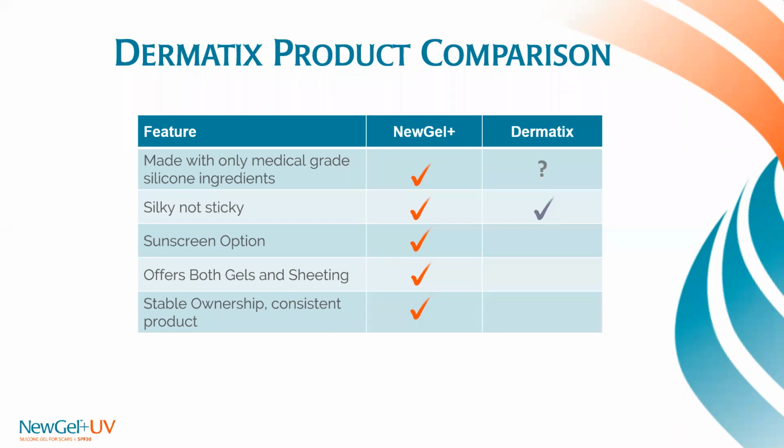They do not have a sunscreen option. They do not offer both gels and sheeting. And they have not had stable ownership or a consistent product over the past 15 years. So you don't really know what you're getting and how it compares to anything else, because every Dermatix nowadays seems to be a different product.